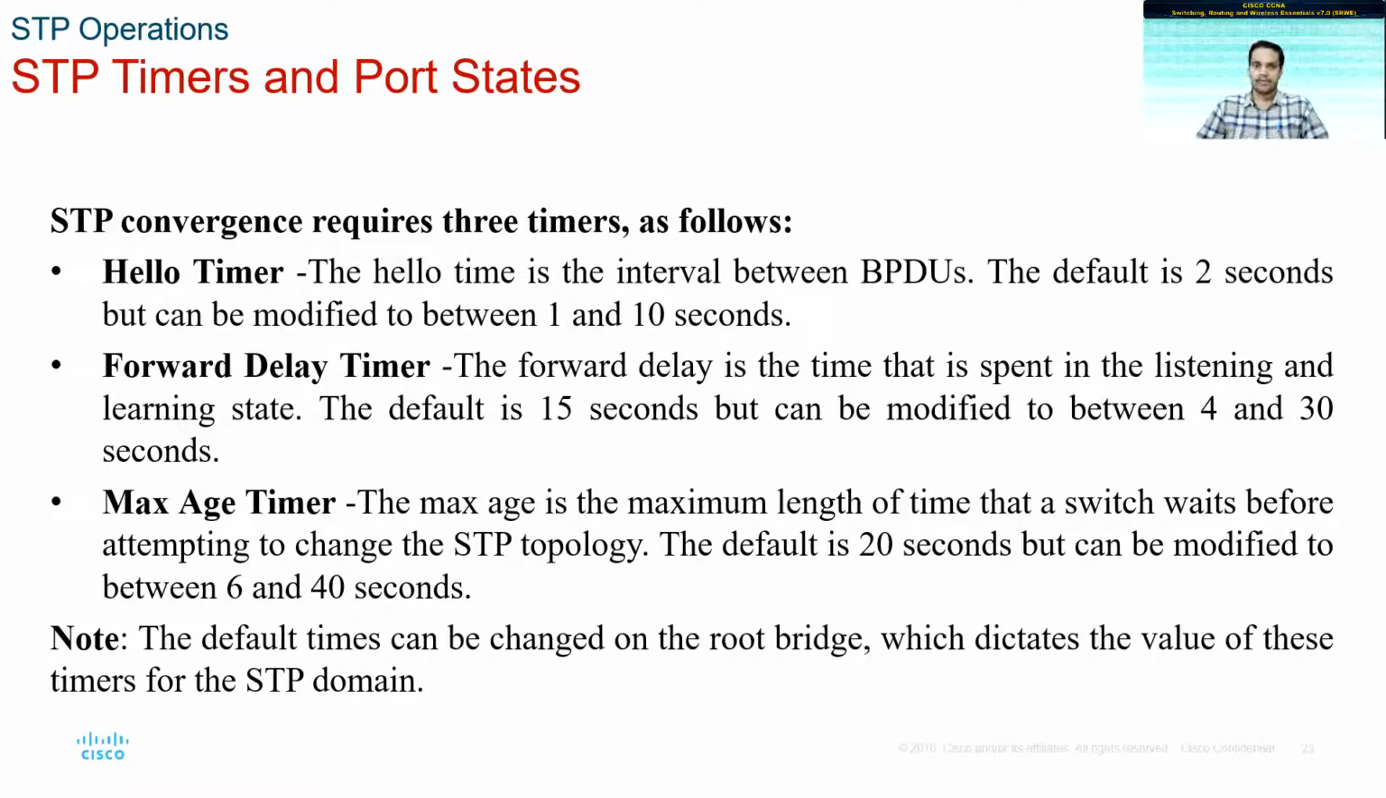The last timer we use is called the max age timer. The max age is the maximum length of time that a switch waits before attempting to change its STP topology. Now the default for this is 20 seconds, but it can be modified to go up to 40 seconds. So what are these states?